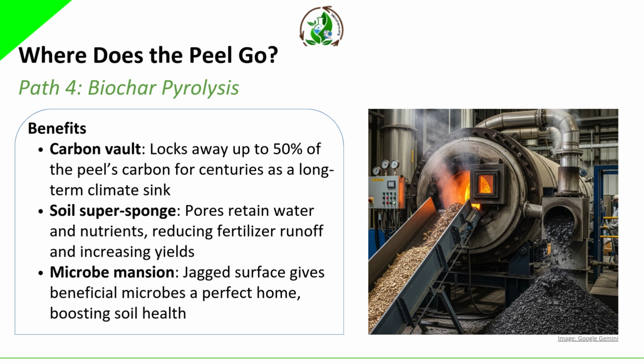First, it acts as a carbon vault, locking up to half of the carbon in waste for centuries. Second, it's a soil super sponge, retaining water and nutrients, reducing fertilizer runoff, and improving yields. Third, it's a microbe mansion, creating homes for beneficial soil organisms. So biochar is a win-win. It helps combat climate change and builds healthier soils.